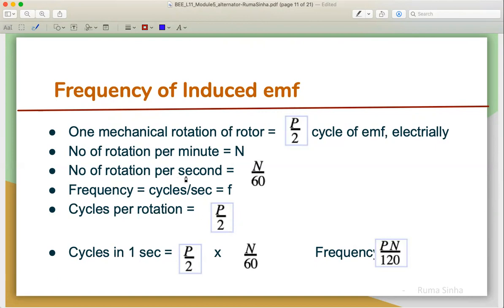And the number of rotations per second is n by 60. So what are the cycles per second? Cycles per second is P by 2 multiplied by n by 60, and that is nothing but the frequency. So frequency is P into n by 60 into 2. So Pn by 120 is the frequency of the induced EMF. If the rotor is rotated at a speed of n RPM and we have P poles, we get the induced EMF frequency as Pn by 120.